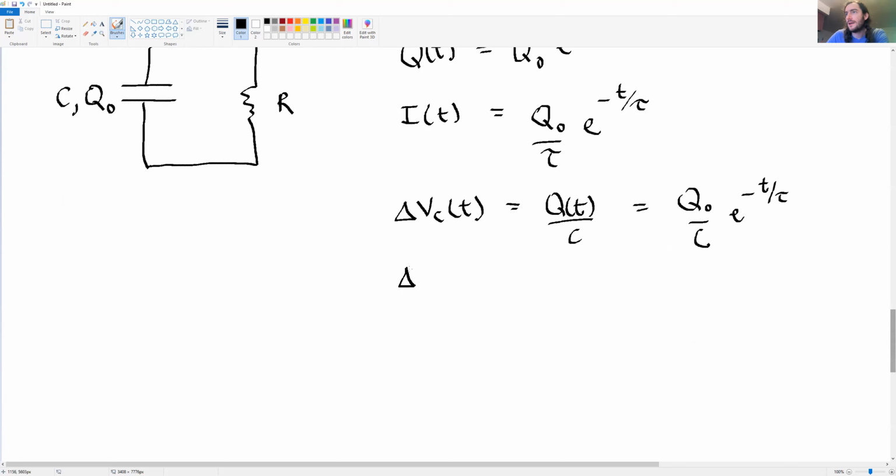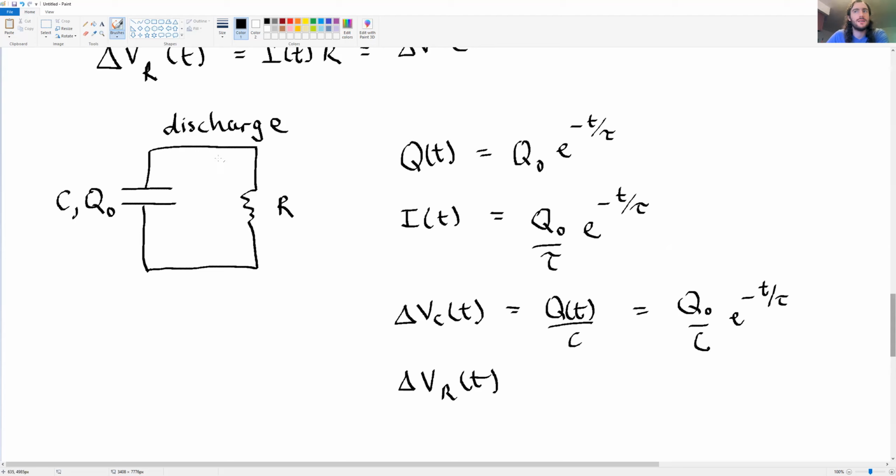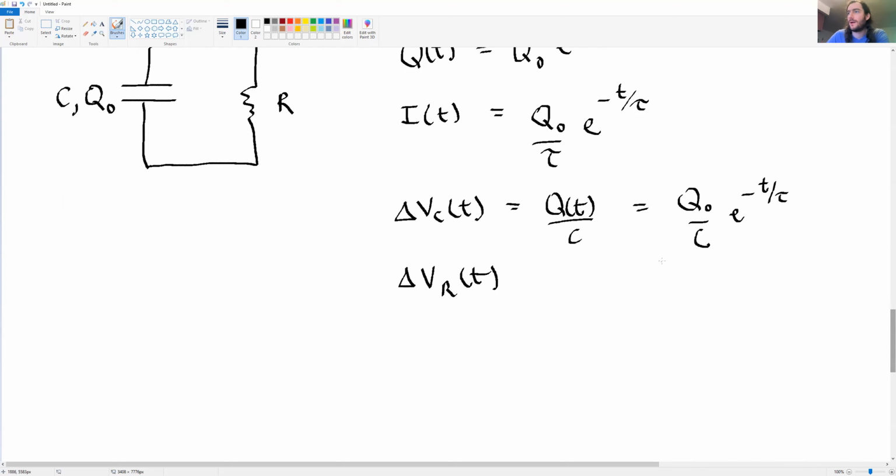Of course, the potential difference across the resistor has to be the same as the potential difference across the capacitor, because these two elements here are connected in parallel. They are in fact connected in both parallel and series in this case when you just have two elements, right? They're both parallel and series. So this of course, you can write it down in terms of Ohm's law. So I of t times R. And so you could write that as Q0 over tau times R e to the minus t over tau.